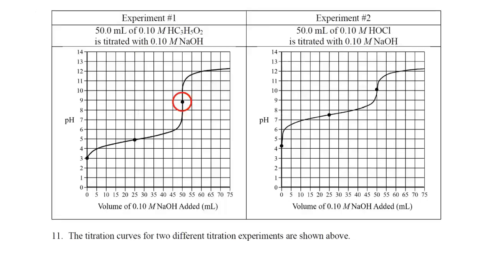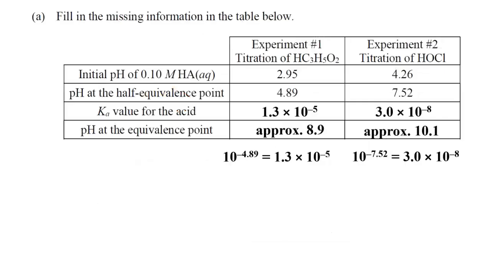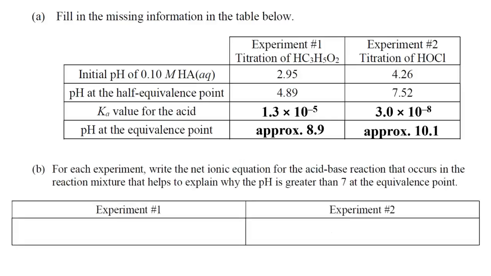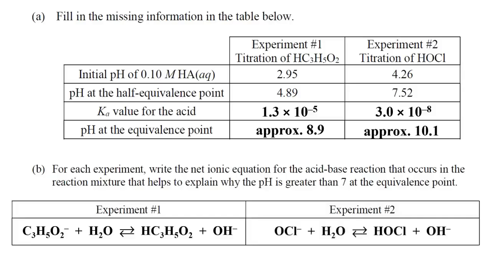So for the substance that is the stronger acid in this question, the pH at the equivalence point is around 9. For the substance that is the weaker acid, the pH at the equivalence point is around 10. So there's this inverse relationship between the strength of the acid and the strength of the conjugate base. So we have a substance that behaves as the conjugate base, C3H5O2-, and then we have another substance that behaves as a conjugate base, OCl-.